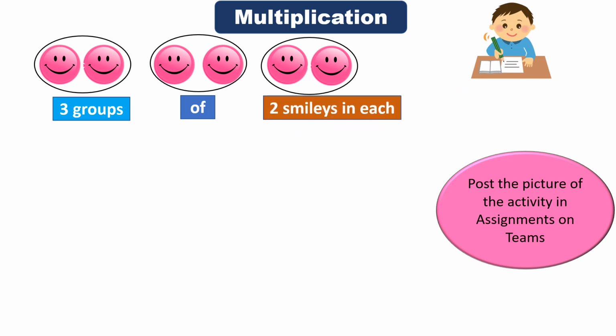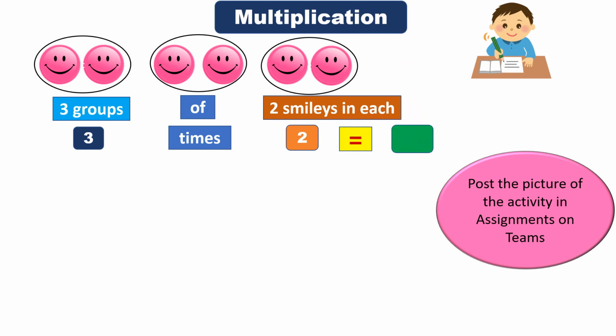Okay, and you all have learned in today's session that three groups means three times. We are taking it three times two we are taking, correct? Right? So a group of two smileys is getting repeated three times. That means three times we are taking two smileys. So that is equal to how much? That is equal to 6, right? If you count all the smileys together, you are going to get 6 as the answer, correct?